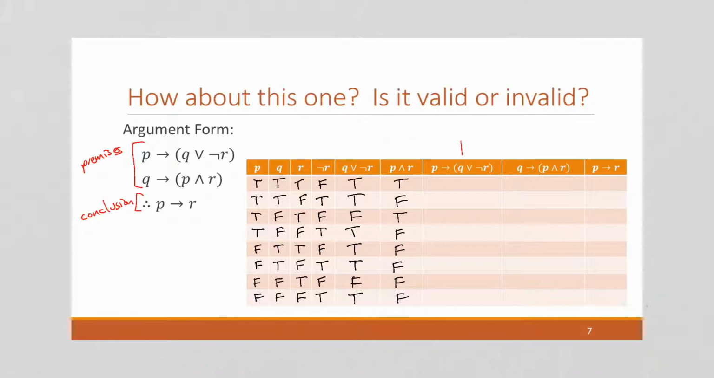Now let's look at this column, which is P implies that column. So we have P implies this Q versus Q or not R. So remember, true does imply true, that is true. True implies true is true. True implies false is false. True implies true is true. And then remember, as long as you start with a false statement, these are all vacuously true.